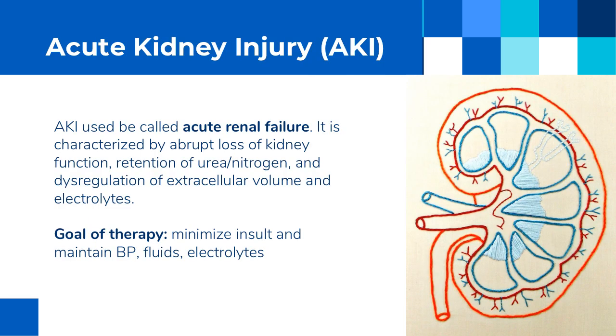Some of you may have learned about acute renal failure, and that is the old terminology for what we now refer to as acute kidney injury, or AKI. It's characterized by an abrupt loss of kidney function, retention of urea and nitrogen, and dysregulation of extracellular volume and electrolytes. When we treat it, we want to minimize the insult to the kidney structures, of course, but we also need to maintain blood pressure, maintain fluid volume, and make sure those electrolytes are not going awry.